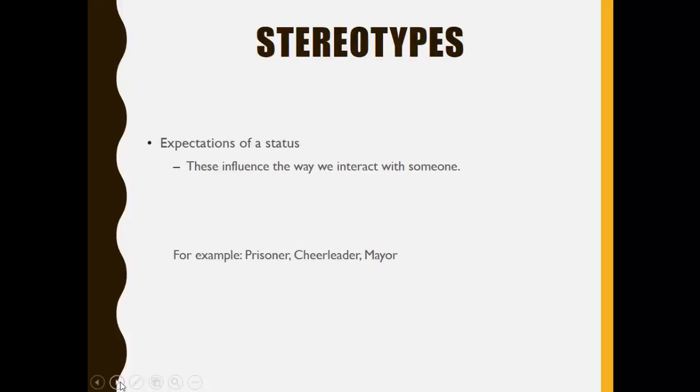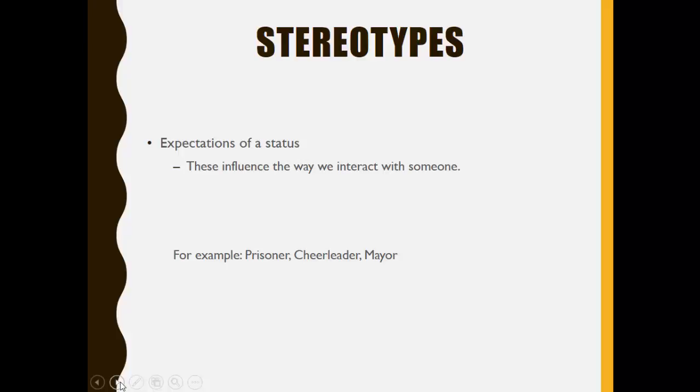All right, now when we're tying together statuses, roles, and interactions, oftentimes it's helpful to refer to the stereotypes. These are the role expectations of a certain status, and they're going to influence the way that we interact with someone. If I told you that someone has the status of prisoner, you're going to expect certain things out of them. Your interactions will probably be a little more cautious. You'll be more likely to have exchanges or conflict with them than you probably would be to cooperate.